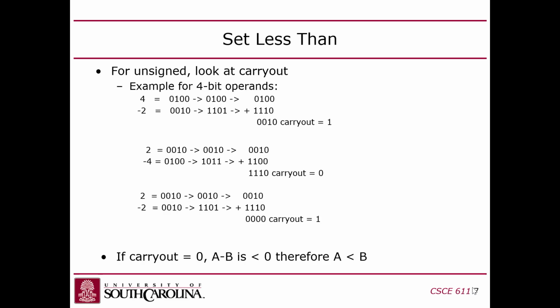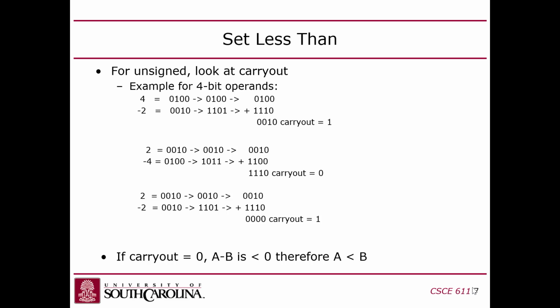Okay, so for unsigned numbers, it's less intuitive. With unsigned numbers, you still subtract. So you put two unsigned numbers in. Unsigned numbers are either 0 or positive, and you still subtract them. But in that case, you're looking for the carryout. Now you might say, well, what does the carryout have to do with this?